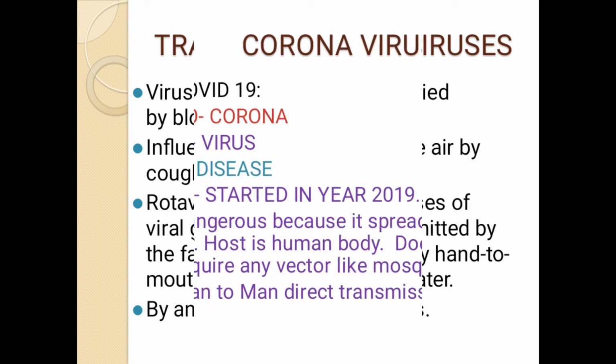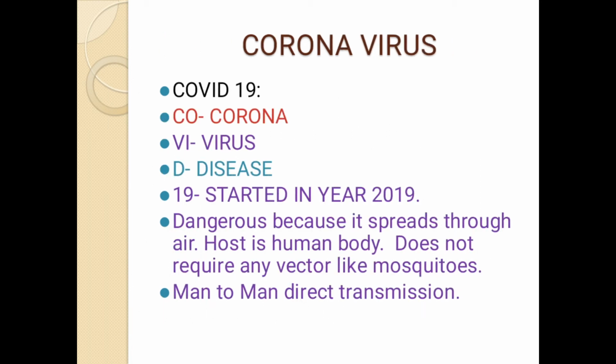Then coming to the next part, coronavirus. You must be aware of the word corona, which is also called COVID-19. So what is the meaning of this COVID-19? Co means corona, VI means virus, and D means disease. So in short, it is called COVID, and 19 means it started in the year 2019. Around November, December, it started in Wuhan, China. That is why this viral disease is called COVID-19.